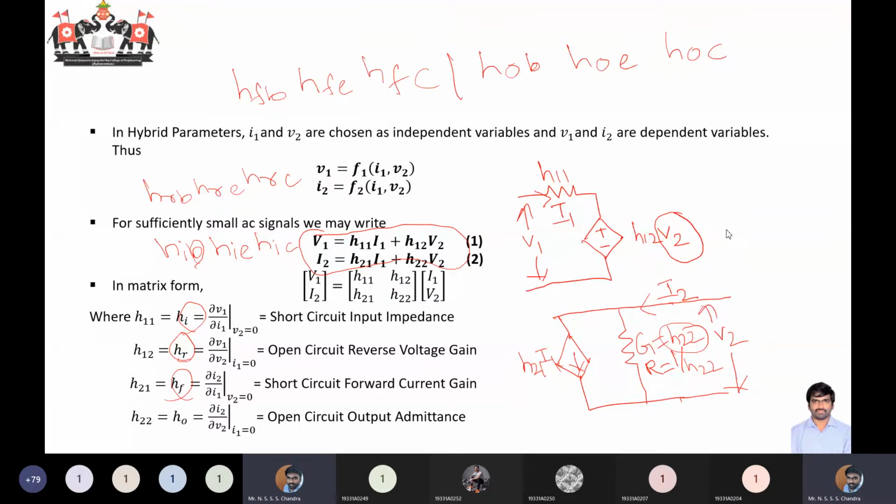So I'll randomly call some people. 227. 227, please unmute and answer. What is linearity? What do you understand by linearity? You can tell in your own words. Okay, no need to frame your sentence. In simple words, you can explain yourself. What do you understand by linearity?